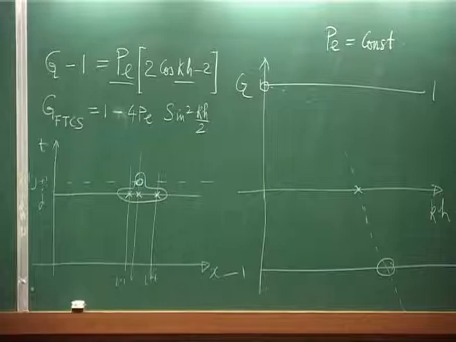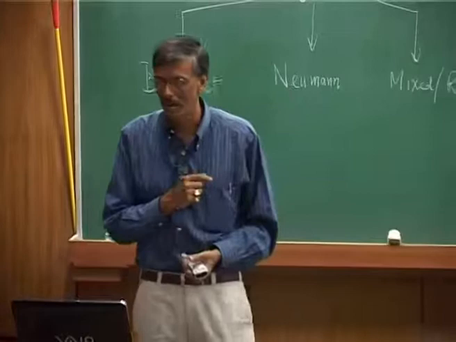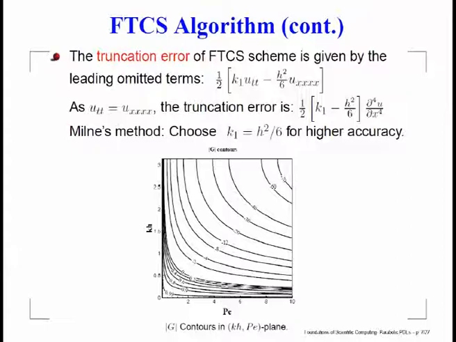This is a sort of a rule of thumb, as we will also prove and show, that all explicit methods have this kind of restrictions like what we have talked about. As we saw in that figure, to be close to g equal to 1, we really need to keep the Peclet number very, very small. We are talking about say 10 to the power minus 3, 10 to the power minus 4.